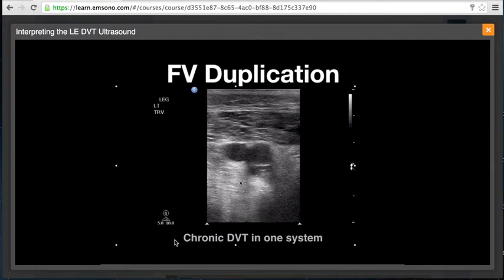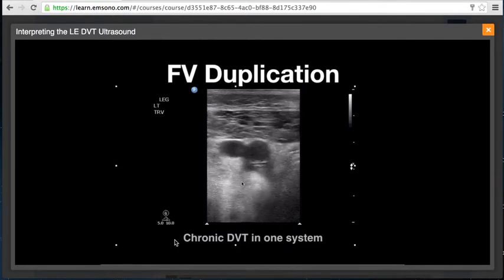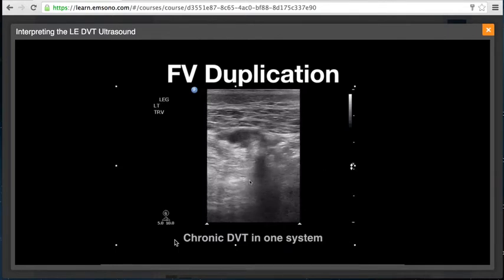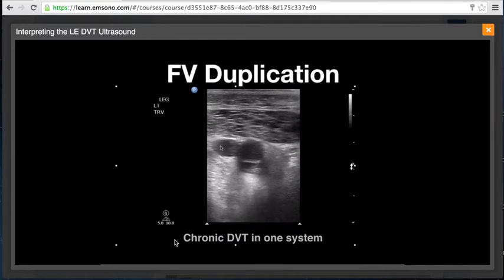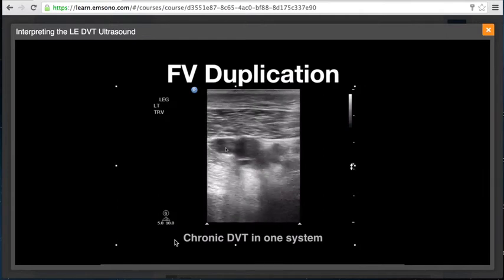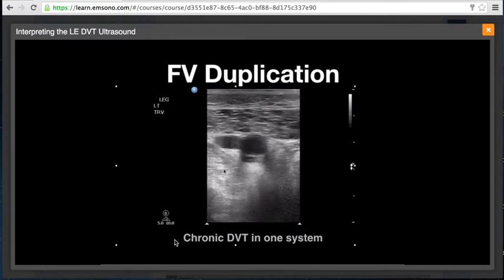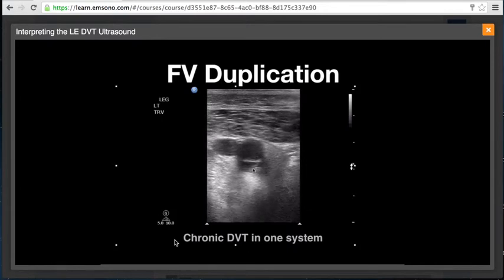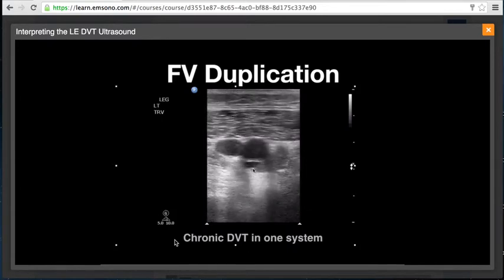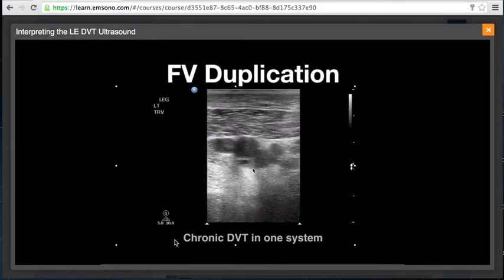Now here's a patient with femoral vein duplication who has a clot in only one system. Here you can see that the vessel's anechoic. There's some reverberations in there, but the vessel is easily compressible. Here you can see some echogenic thrombus within this system. This was a patient with a chronic DVT, but note how it was only present in one system. So keep that in mind when you're scanning the femoral vein.